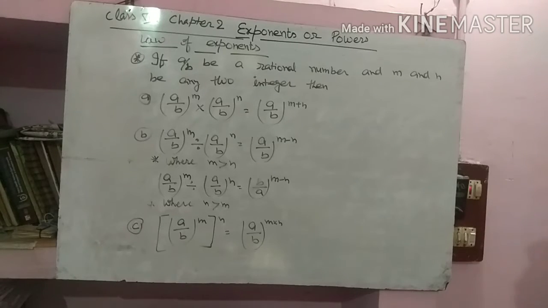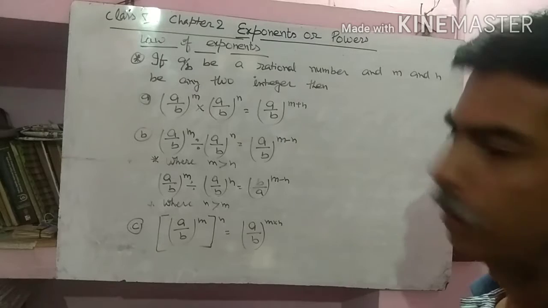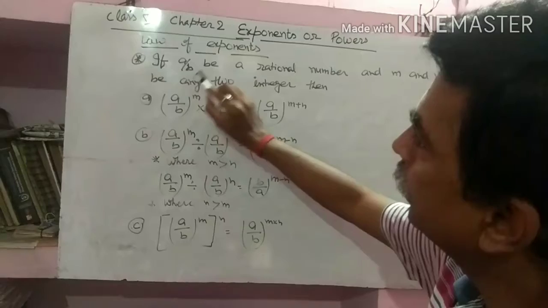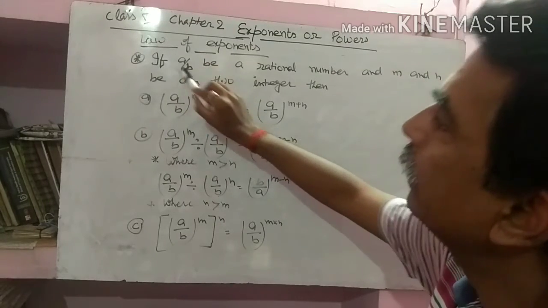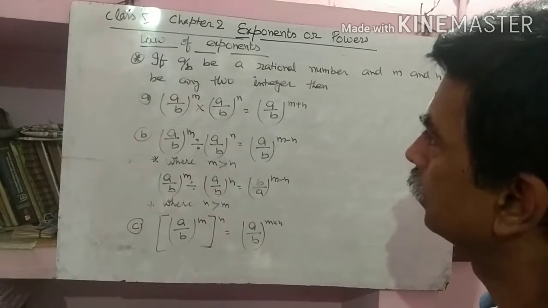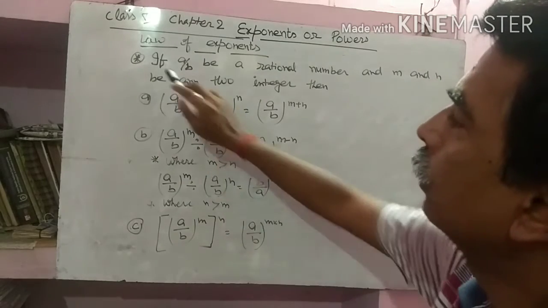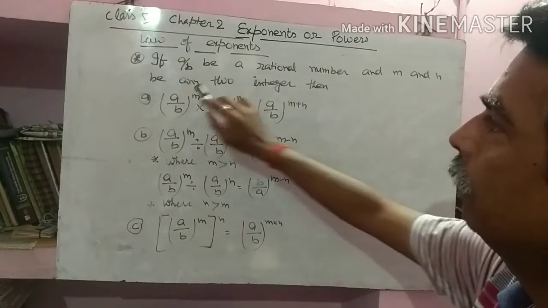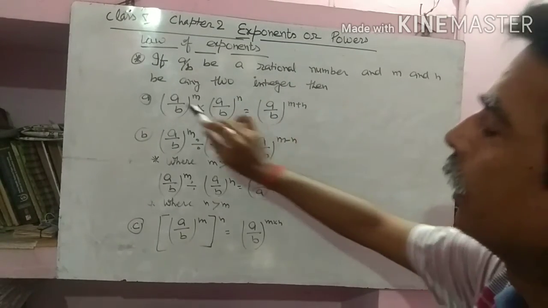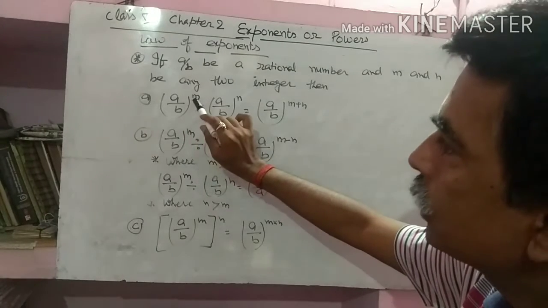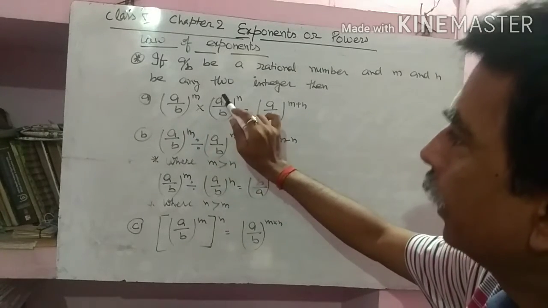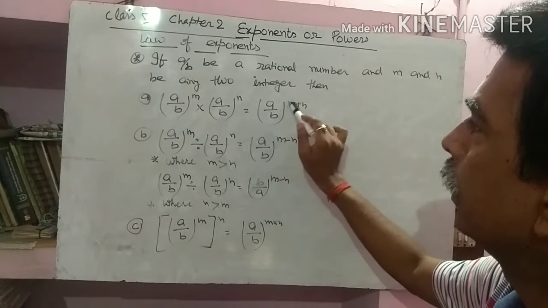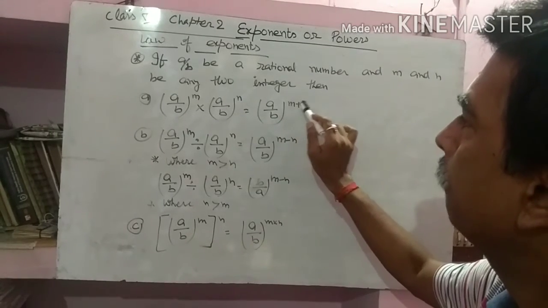Okay, now we are going to discuss the law of exponents. The law of exponents says if a by b, which is not necessarily a rational number, may be an integer also or a whole number also. Okay? So if a by b is a rational number and m and n are any two integers, then a by b raised to the power m into a by b raised to the power n is equal to a by b raised to the power m plus n.